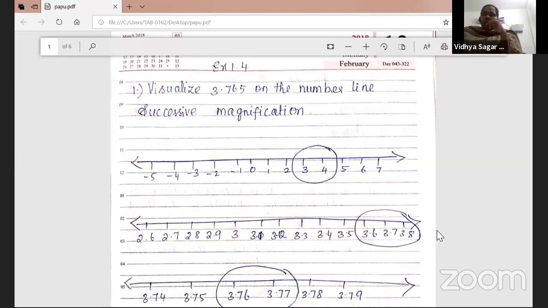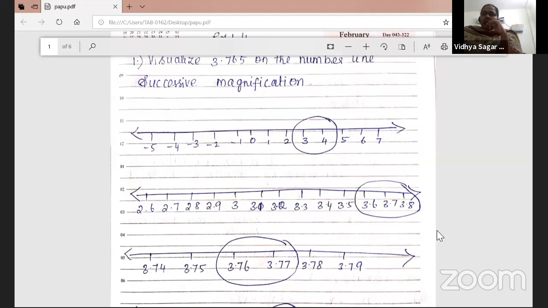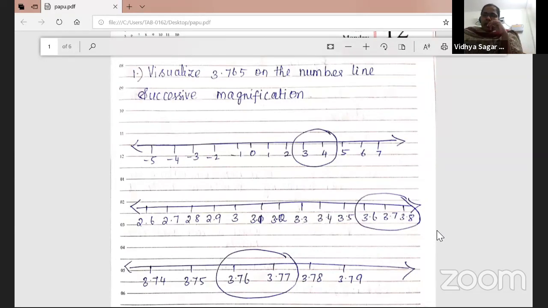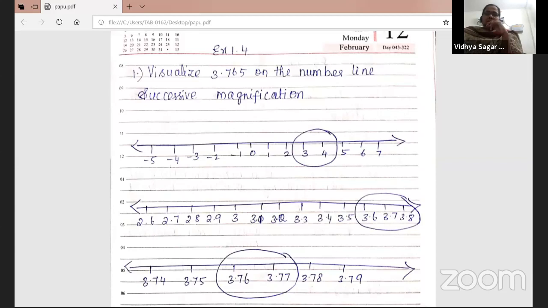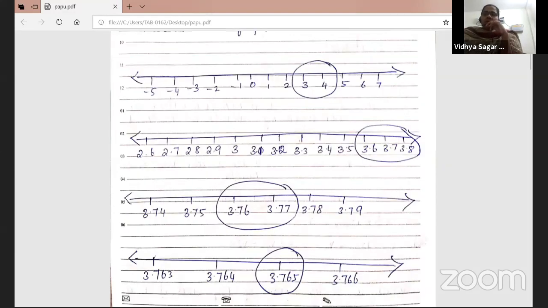Now next, we are taking 3.7. Actually the point is 3.765. Now 3.761, 3.762, 3.763, 3.764, like that. So 3.76 will be marked. I have marked that 3.76. Next, we take the third digit: 3.763, 3.764, 3.765, 3.766. So 3.765 will come. These are the things you must understand, how to plot the points on the number line. These are the basic things.